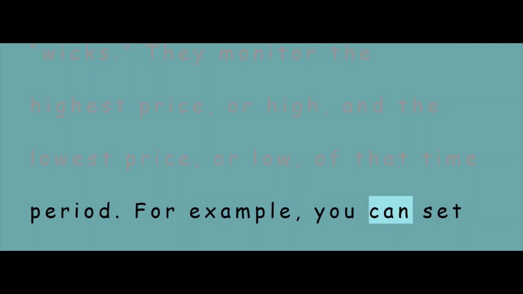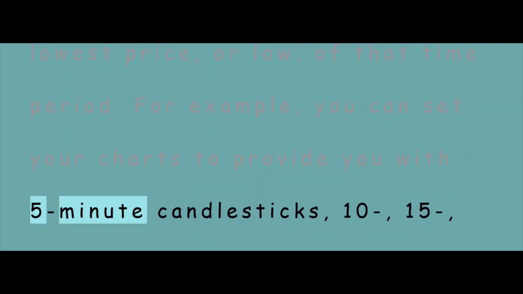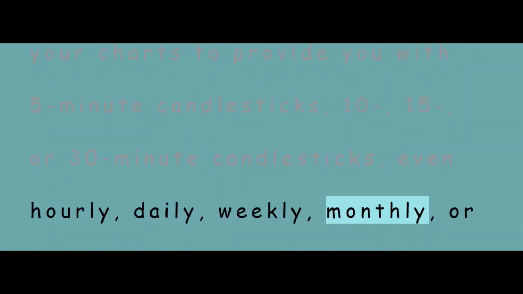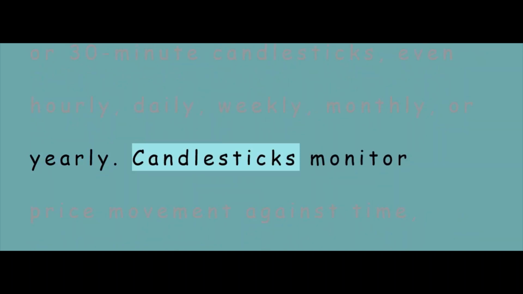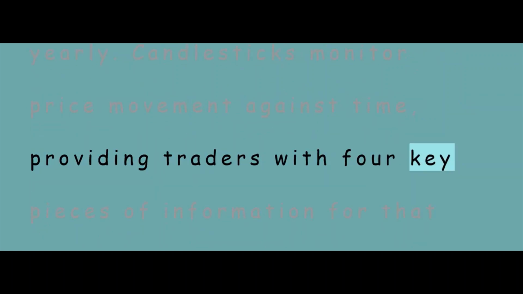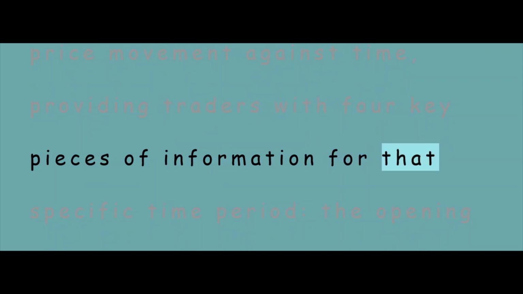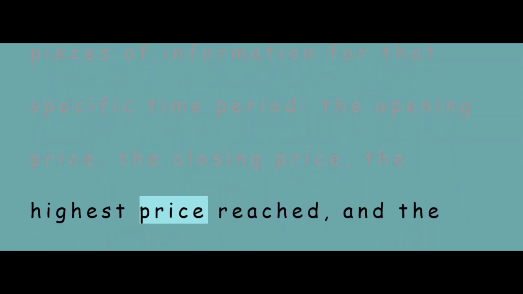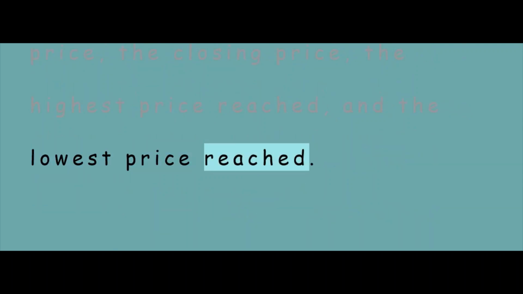For example, you can set your charts to provide you with 5-minute candlesticks, 10-, 15-, or 30-minute candlesticks, even hourly, daily, weekly, monthly, or yearly. Candlesticks monitor price movement against time, providing traders with 4 key pieces of information for that specific time period: the opening price, the closing price, the highest price reached, and the lowest price reached.